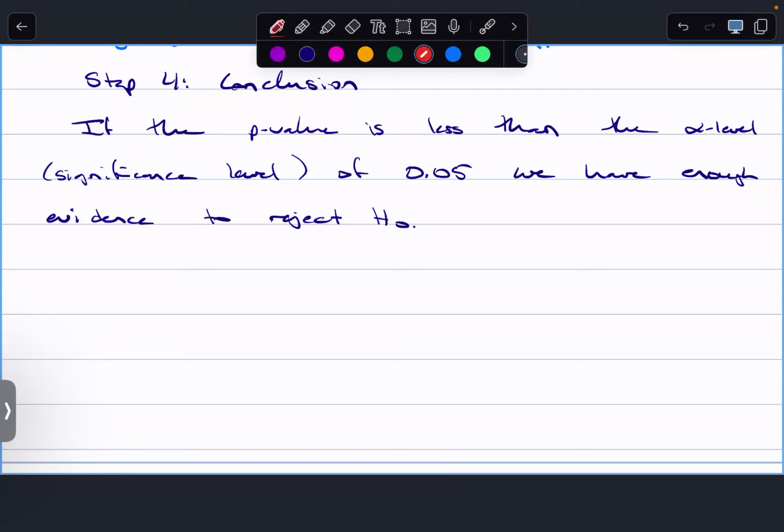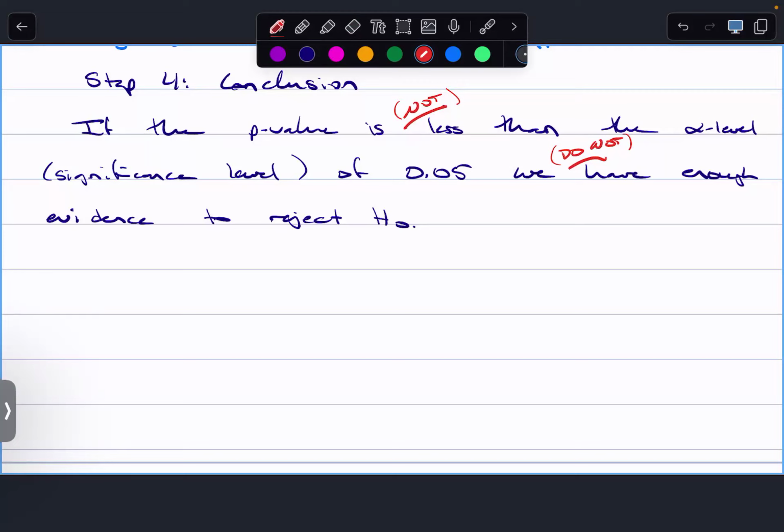And so I'll do the flip side. So if the p-value is potentially not less than the alpha level, then we do not, oops, looks like one word. Do not.